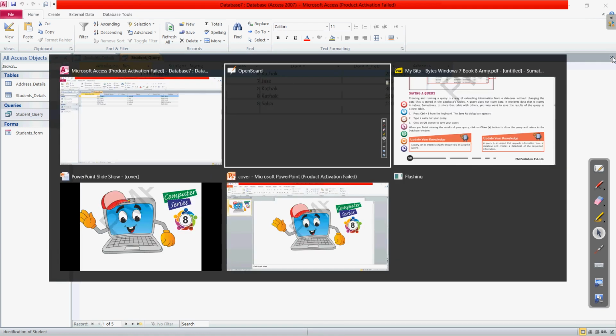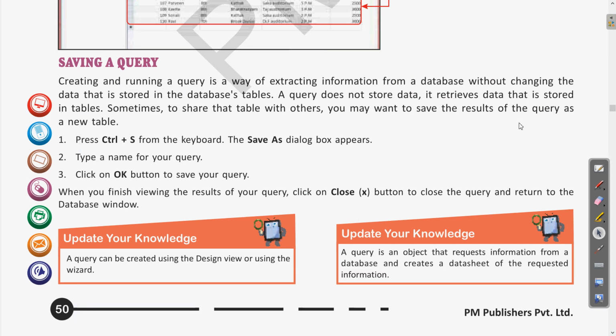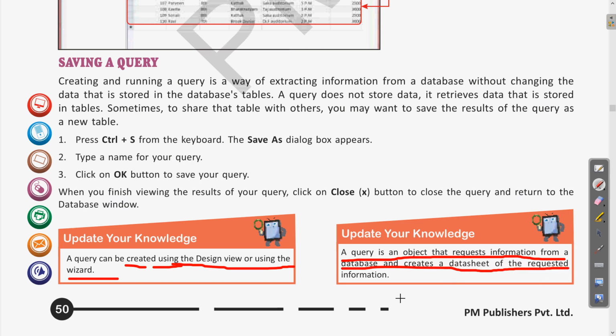Let us come again and see, read this, update your knowledge as well. So a query can be created using the design view or using the wizard. Clear? So there are two approaches. We have just used the design view approach. Clear? We can also use the wizard for creating a query. Then what is a query? A query is an object that requests information from a database and creates a data sheet for the requested information.